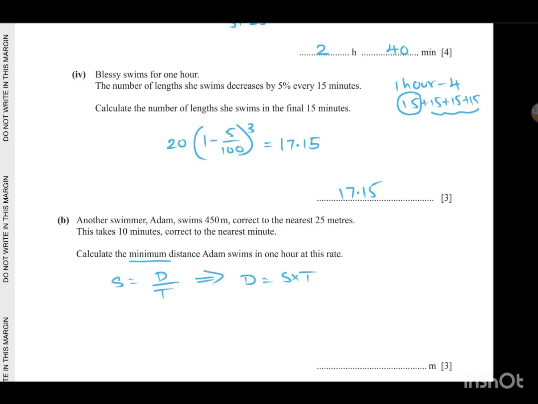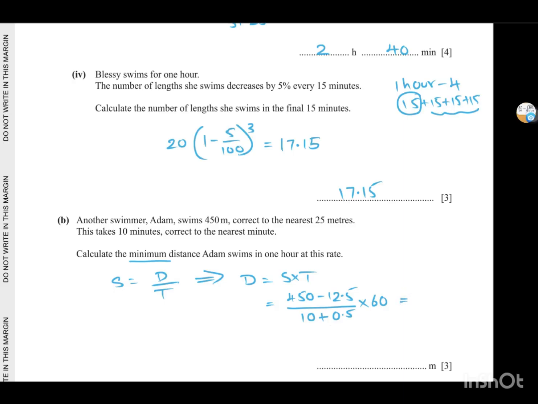So here it is 10 minutes, which is correct to the nearest minute. So we have to first write it in the form of speed. You have to take 450 minus 12.5. Why 12.5? Because half of 25 is 12.5, divided by, that is distance by time. So time should be the upper bound, so it will be plus 0.5. Because it is dividing, I want the lower bound, so I will take the numerator the lower bound and the denominator the upper bound. And then into 60, because it is for 1 hour.